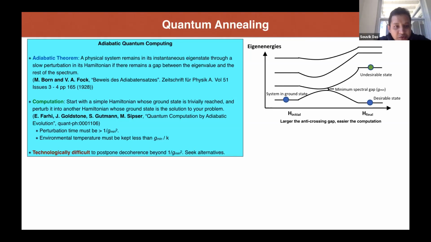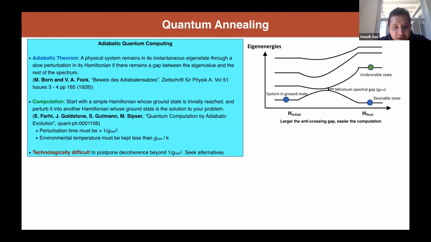So how do you do computation with it? You start with a simple Hamiltonian whose ground state is trivially reached, and then you perturb it into another Hamiltonian whose ground state is the solution to your problem. People figured this out back in the 90s, I think.